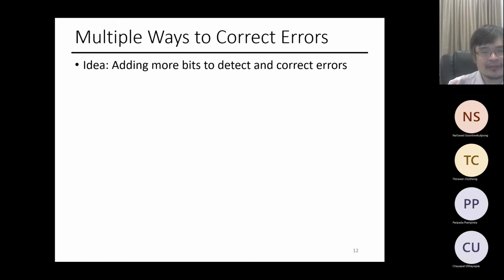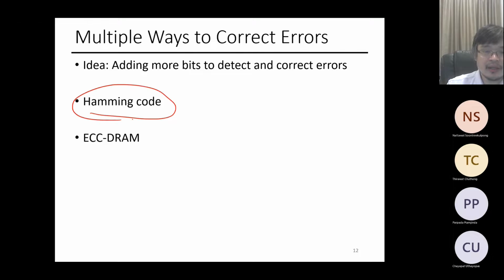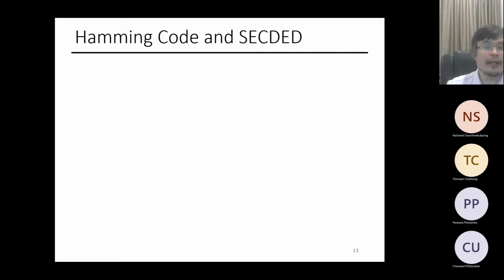And if you think about it, if you look at encoding in general, there are multiple ways you can detect and correct errors. One idea is, can we add more bits to detect errors? You can use something like a Hamming code for this. You can use ECC DRAM. You can use newer technology, IECC. And now let's talk a little bit about the Hamming code, single error correction, double error detection.